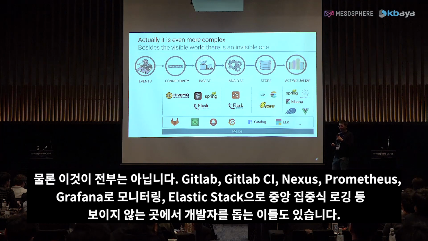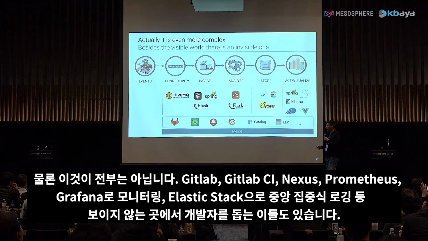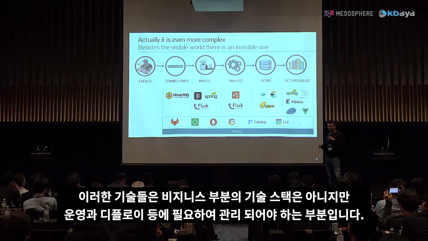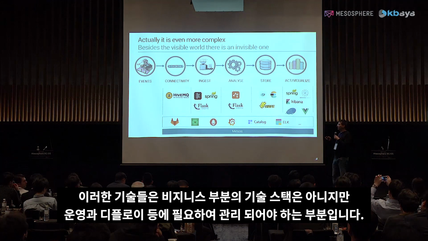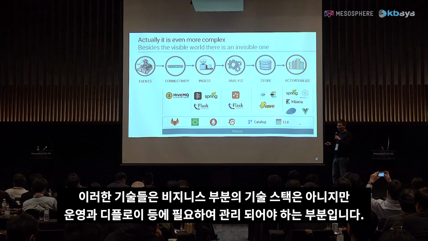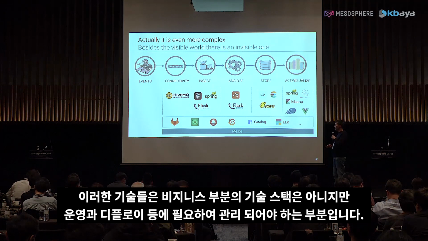And actually, that's not everything, because next to the visible world, there's also kind of a hidden world with all the tools that are enabling developers to develop things. We have GitLab CI, we have Nexus, we have Prometheus and Grafana for monitoring. We have the ELK stack for centralized logging, and so on and so on. So there are a lot of tools that aren't part of the technology stack for the business side, but they are there and they have to be operated, deployed, and taken care of.